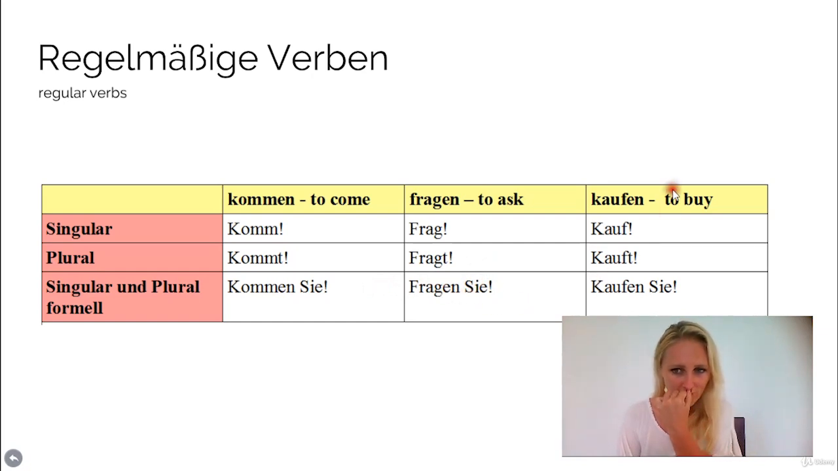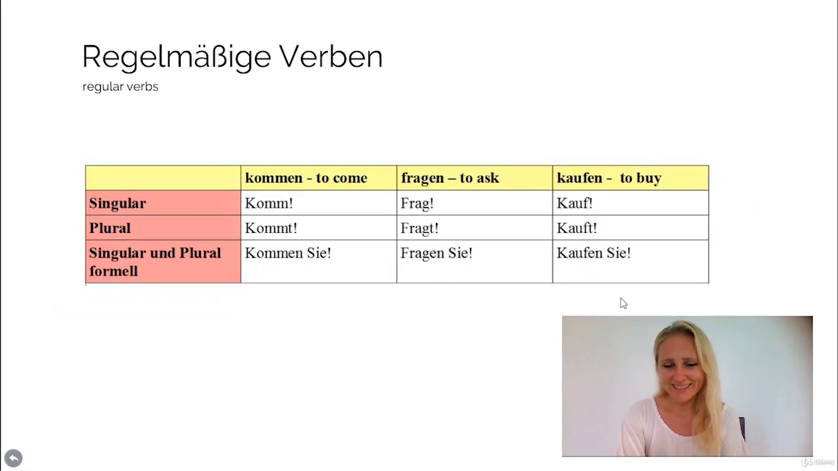Then we have kaufen, to buy. As you see, again, you just have the stem for the singular informal personal pronoun. So du, if you talk to somebody with du, it's just kauf. Kauft for the plural form, exactly the same. Ihr kauft would be you are buying, and here in the imperative form, kauft. Kaufen Sie means buy in the formal way. As you see, it's not too difficult.